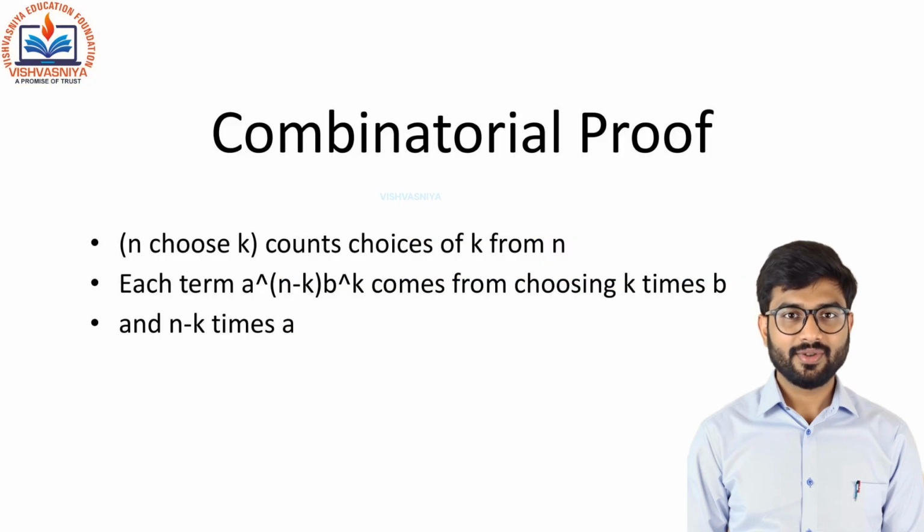Second, combinatorial proof. The binomial coefficient n choose k is the number of ways to choose k elements from n. Each term a^(n-k) multiplied by b^k corresponds to choosing b k times and a n minus k times.